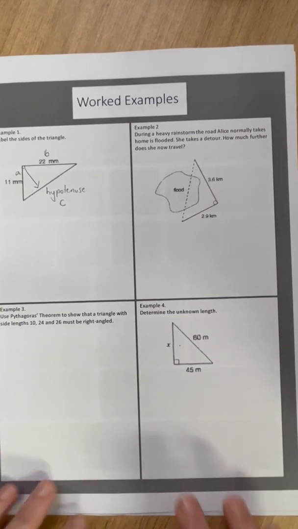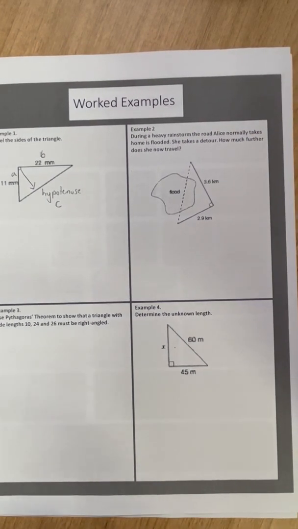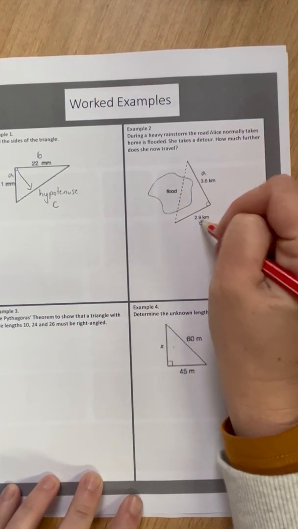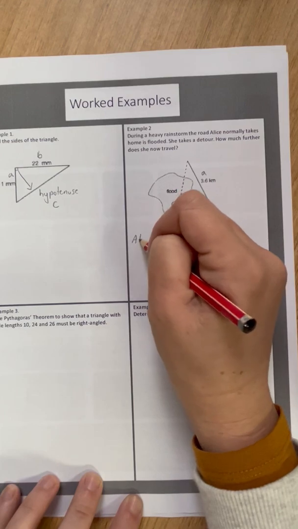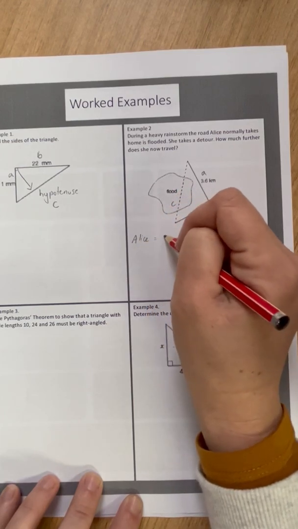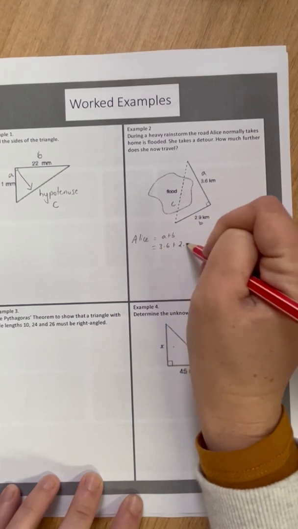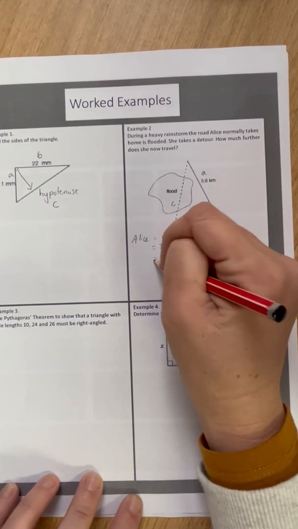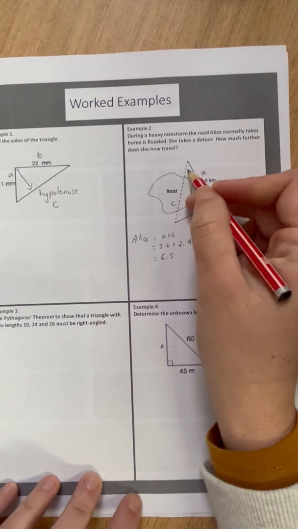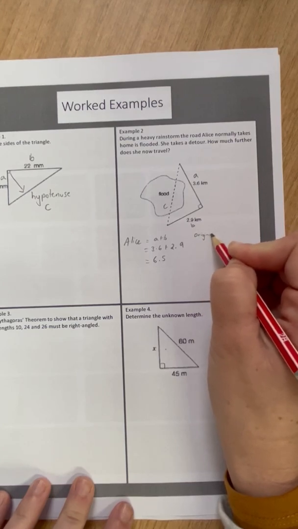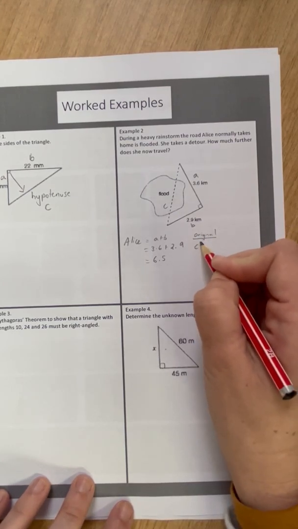Okay, example 2. It tells us that during a heavy rainstorm, the road that Alice normally takes is flooded. She takes a detour. How much further does she now travel? So we've got sides A and B here. And so Alice now travels 3.6 kilometres plus 2.9 kilometres, which is 6.5 kilometres. We need to know how far was her original path, which we can calculate using Pythagoras.